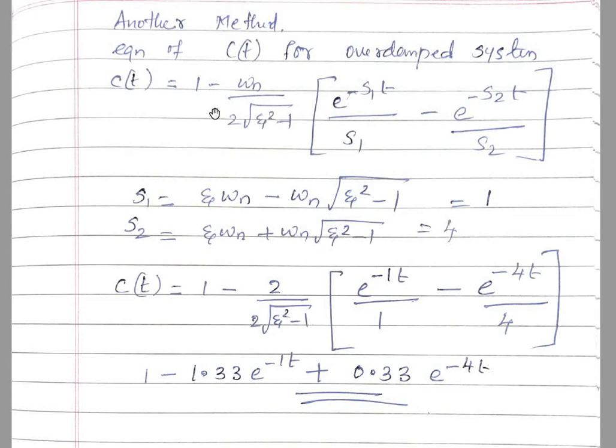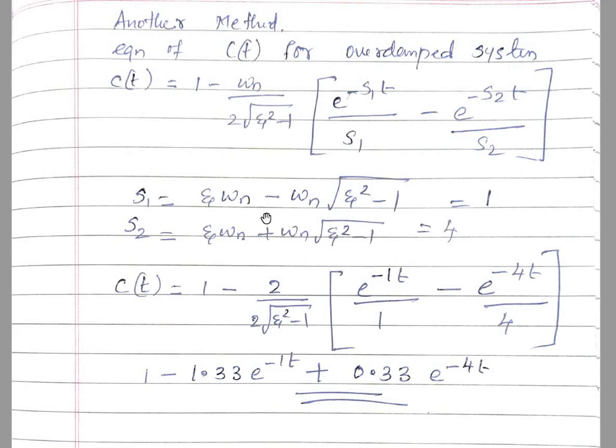So, c of t is equal to 1 minus omega n divided by 2 into square root of zeta square minus 1, inside the bracket, e raised to minus s1 t by s1 minus e raised to minus s2 t by s2. Also, you have to remember that s1 and s2 are not the roots. They are defined by these equations, which we get from the derivation of the output response of the over damped system.